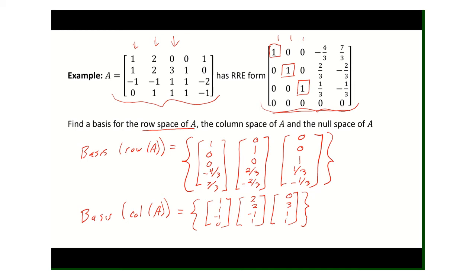Notice the row space has dimension 3. The column space has dimension 3. The dimension of a row space and a column space are always the same.